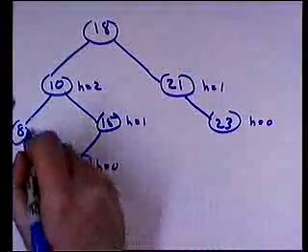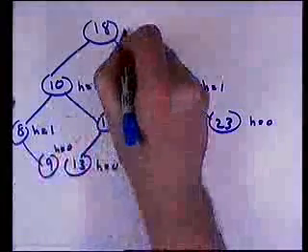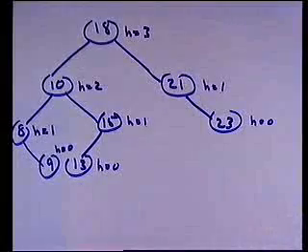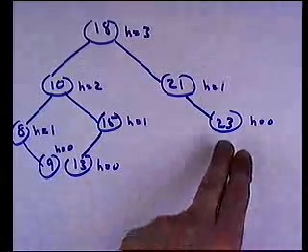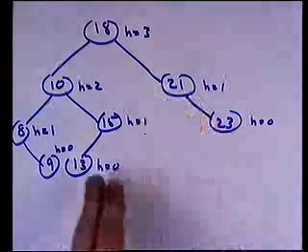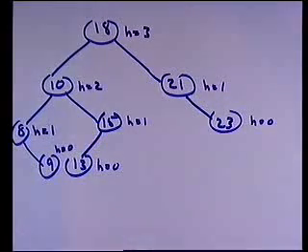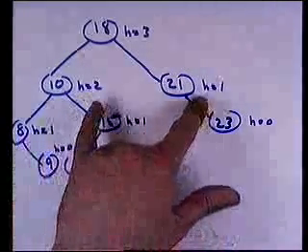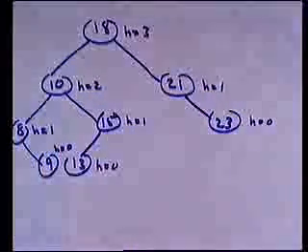This is height 0, this is height 1, this is height 3. Hopefully those heights are clear. The 3 leaves all have height 0. The parent of those leaves has height 1. Then the maximum of those 2 is 1, so that's 2. The maximum of those is 2, and that plus 1 makes that 3.